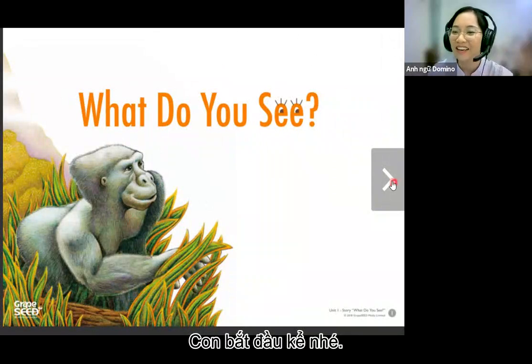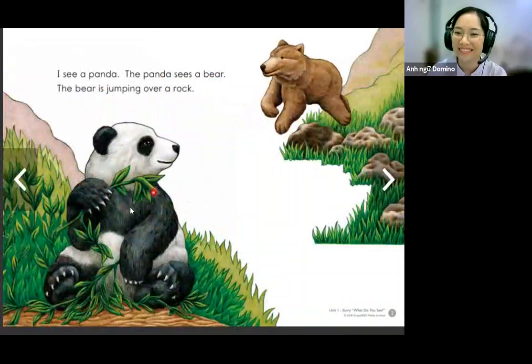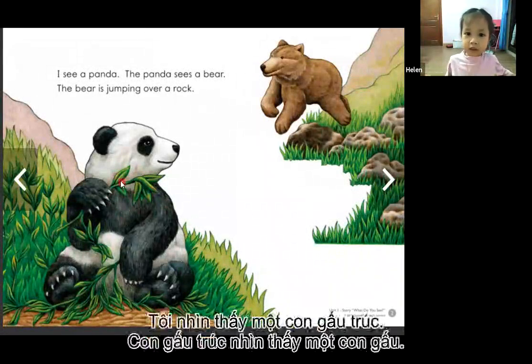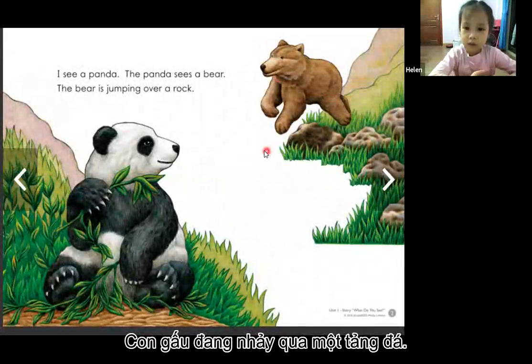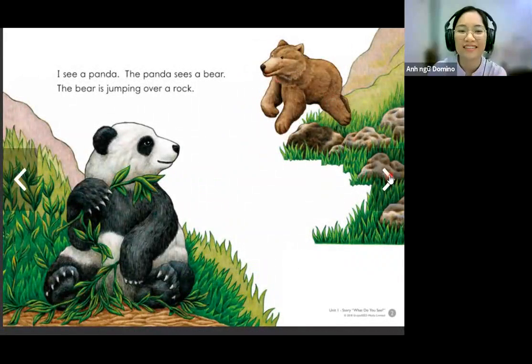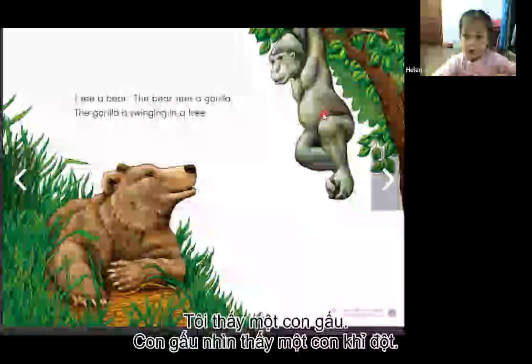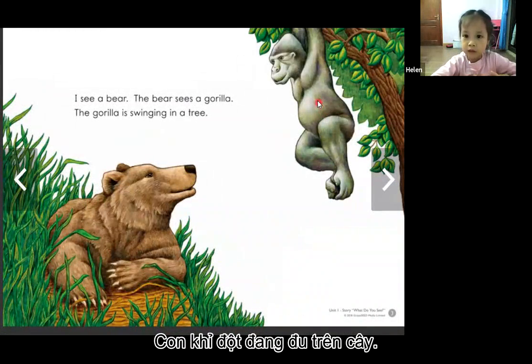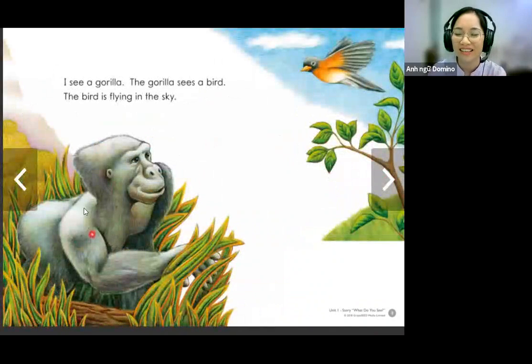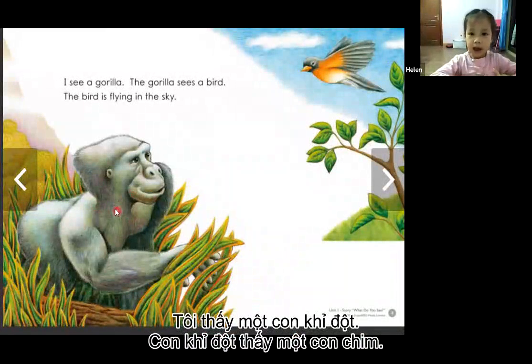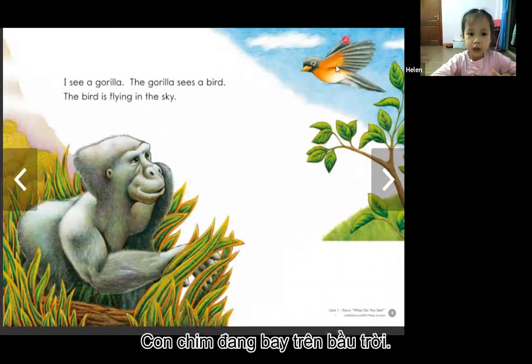Yes. And here you say. A bear. I see a panda. A bear jumping over a rock. Good. I see a bear. A bear see a gorilla. A gorilla in the tree. I see a gorilla. A gorilla see a bird. A bird fly in the sky.